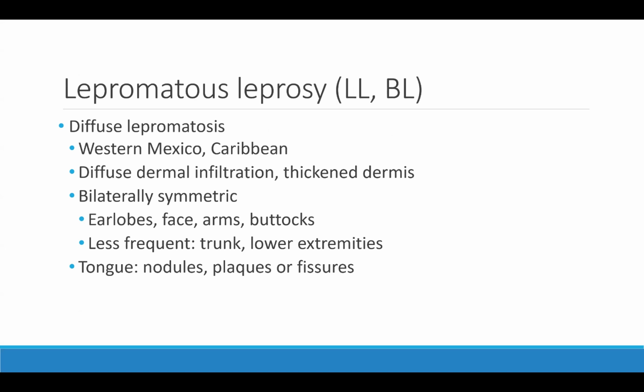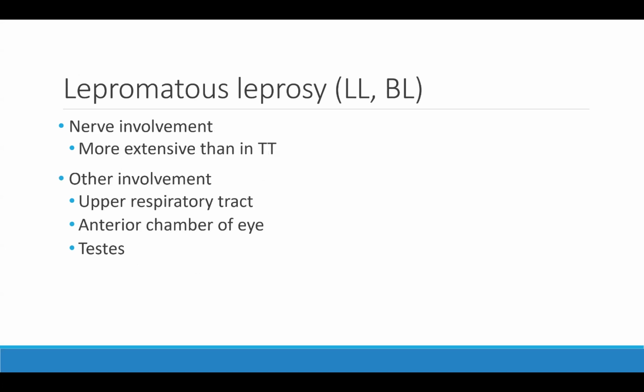Diffuse lepromatosis has been reported in Western Mexico and Caribbean. These patients have diffuse dermal infiltration with thickened dermis and is bilaterally symmetric, involving the earlobes, face, arms, and buttocks, less frequently on the trunk and lower extremities. On the tongue, they can have nodules, plaques, or fissures.